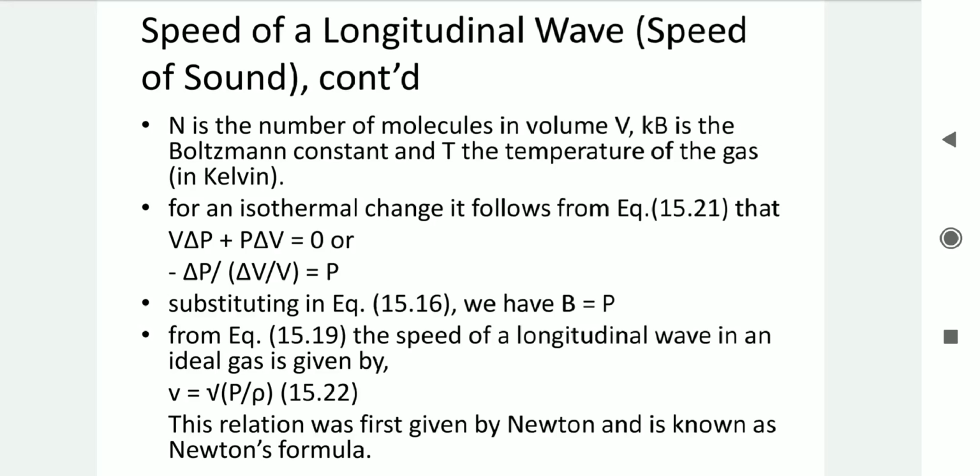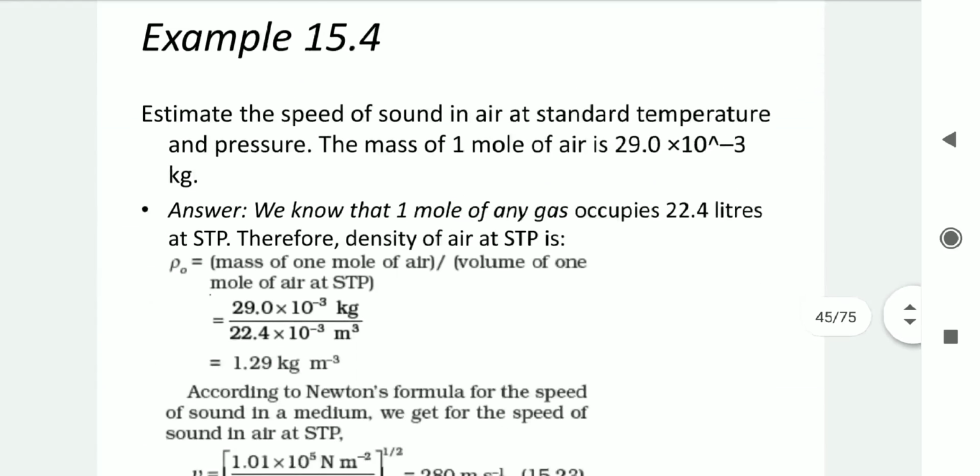That gives the speed of longitudinal wave in an ideal gas, v equal to the square root of P by rho. This is based on Newton's law, and is known as Newton's formula for the speed of longitudinal wave, the speed of a sound wave in gas. Let us go through an example for the same.